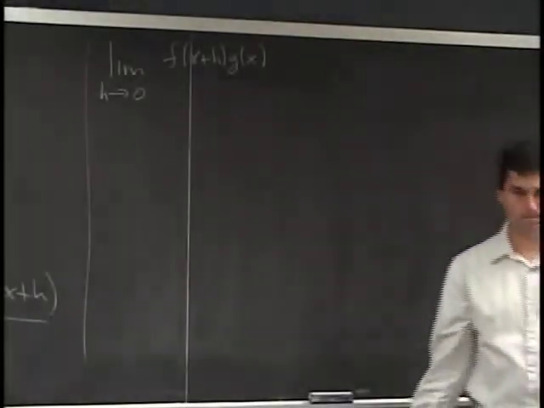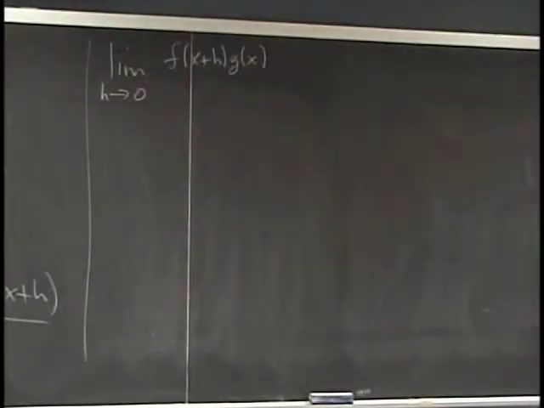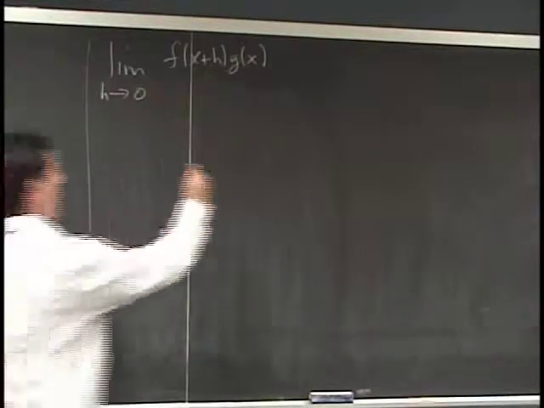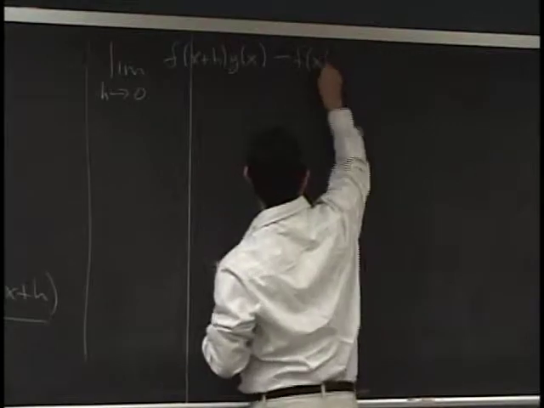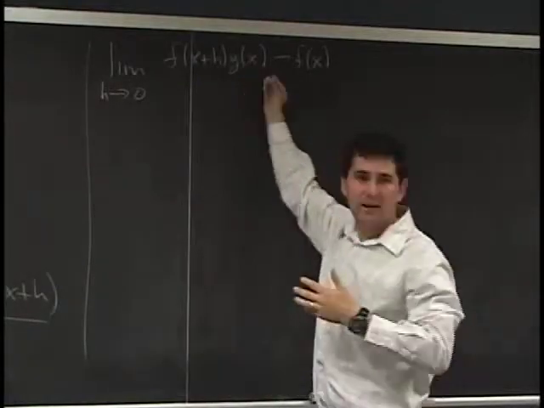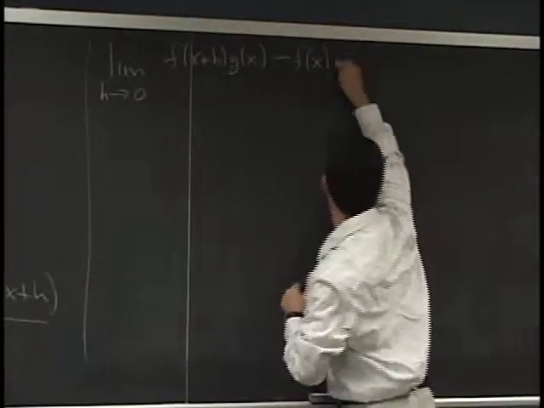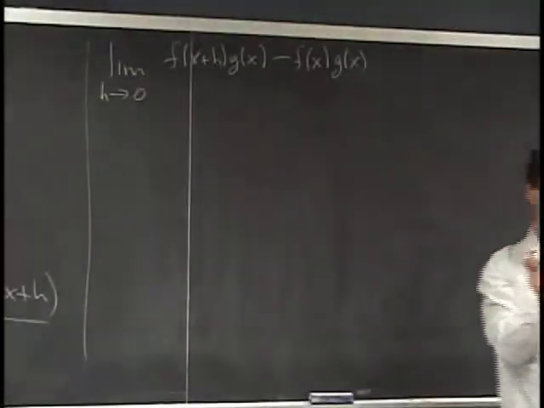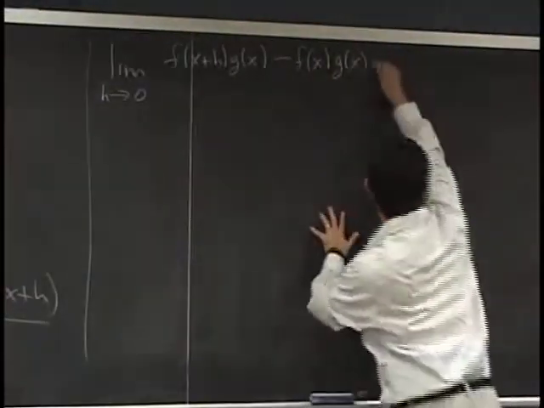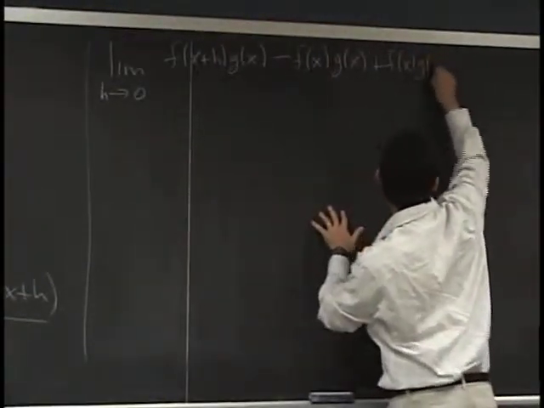Well, here's an idea. I have this f of x plus h, and eventually I'm going to want to get an f prime. Now, f prime starts off with f of x plus h minus f of x. So I should somehow subtract something that has an f of x in it. But then there's a matter of this g of x. Somehow I need to get rid of that. Well, I'll just put a g of x here, and then I can factor it out. Now, I can't just add it, I have to subtract, I have to add it. So I put it in, and then I hope that it's the right thing.